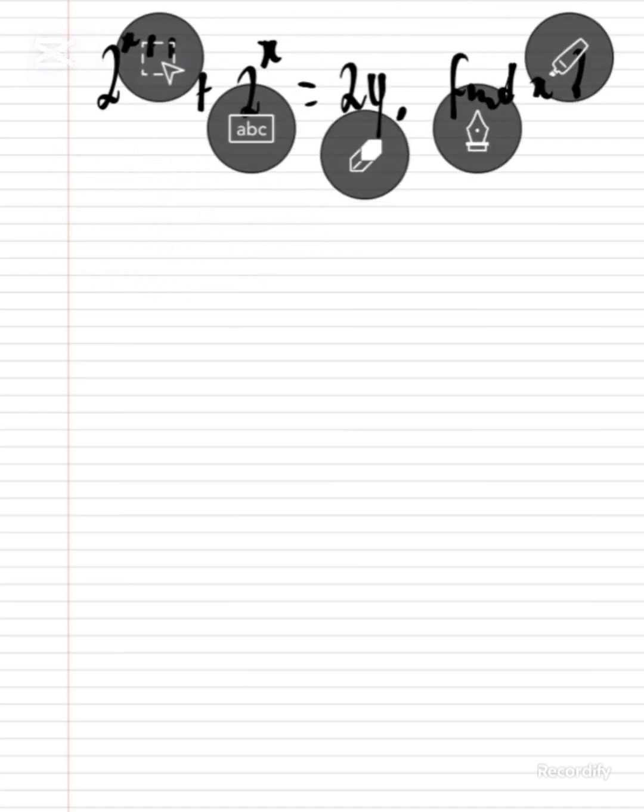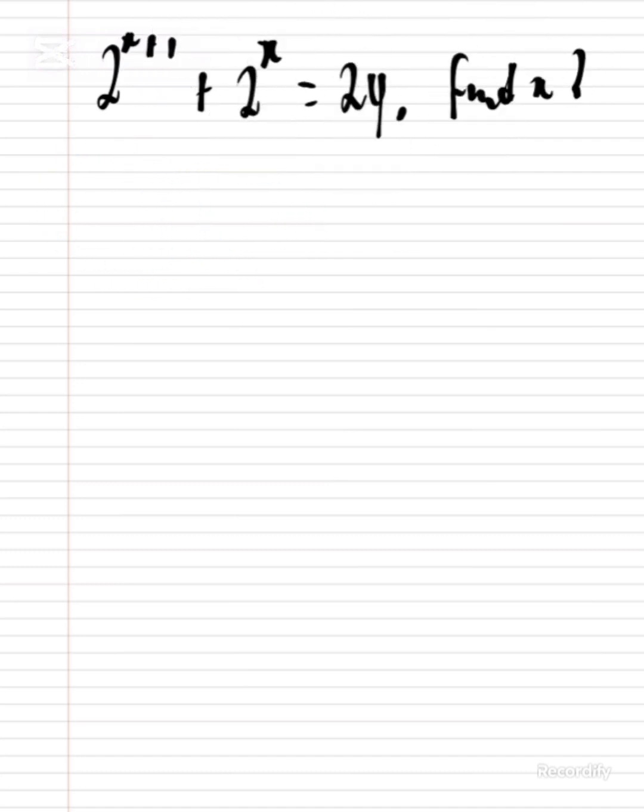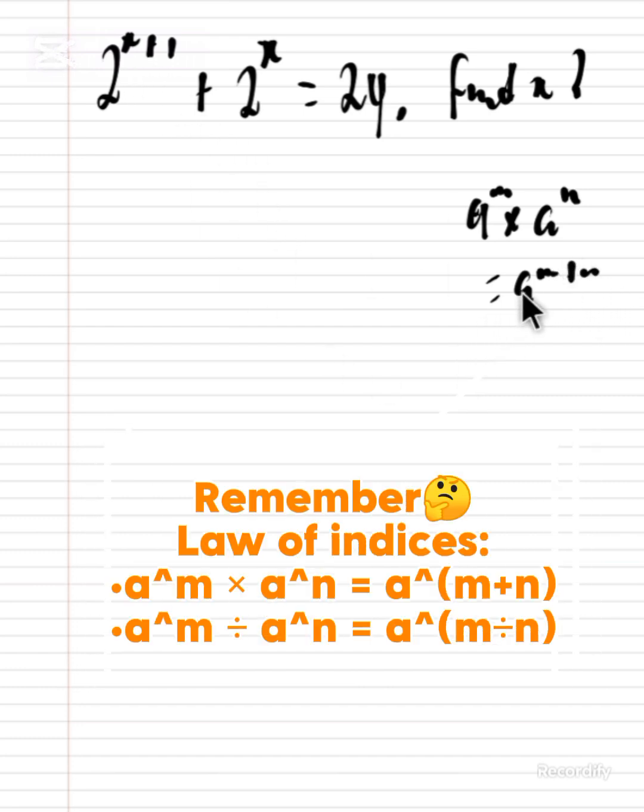All right, now we're having this, and what I'm going to do is remember that the law of indices says a to the power of m multiplied by a to the power of n will give us a to the power of m plus n. If you look at this now, let's say the base is a. The power here, which is x, is m. The second power, which is plus 1, is now n. You can see, so I can convert it to this form.